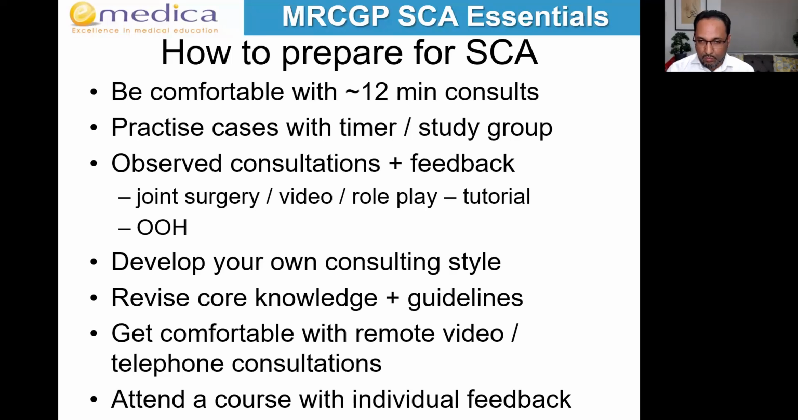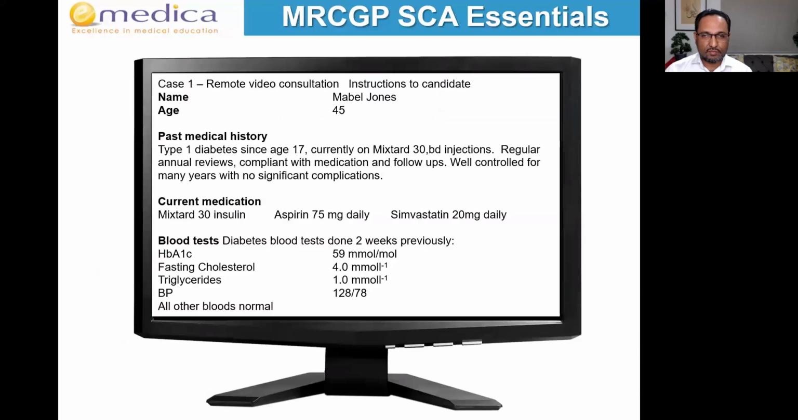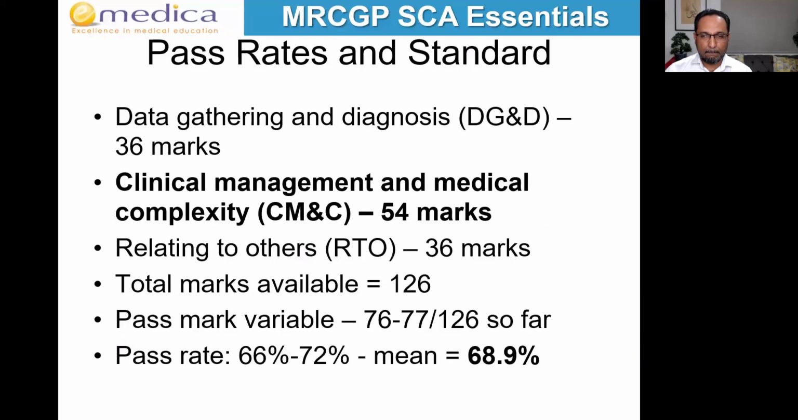Of course, good communication is an essential part of being a good GP. But can you see, if you look at the marks, I'll just go back to here. Look, out of 126 marks, 54 clinical management and medical complexity, and 36 data gathering and diagnosis. Only 36 for relating to others. So 71% of the marks are clinical. These 2 domains are clinical, aren't they? This is the one to do with communication. Less than 30% of the marks are to do with communication.